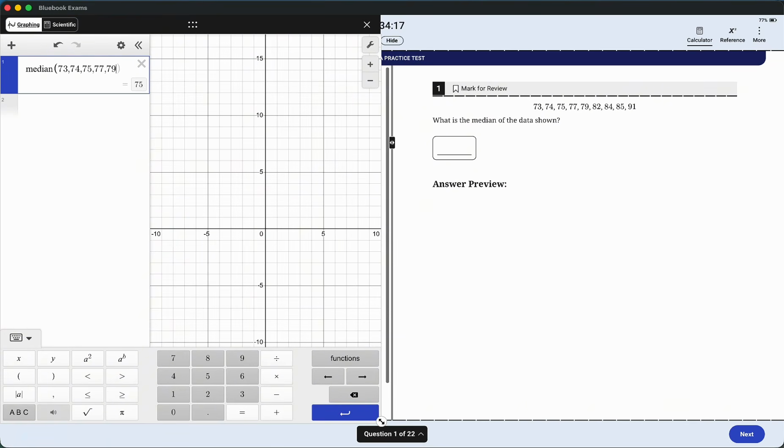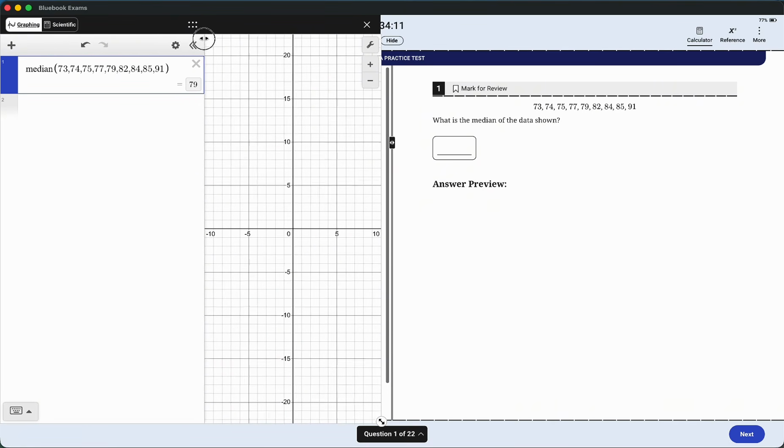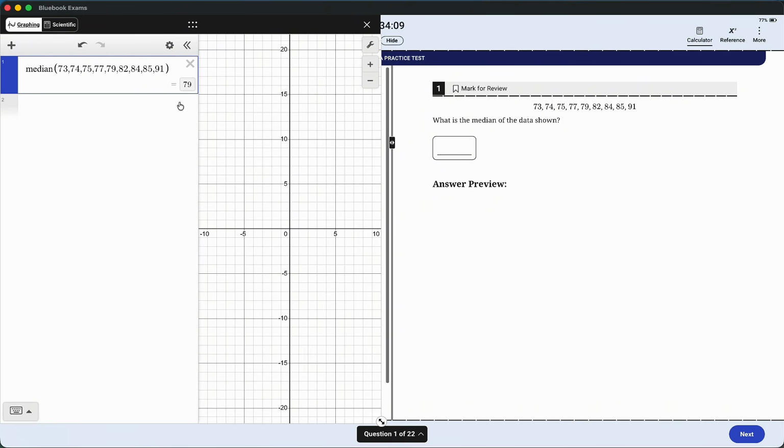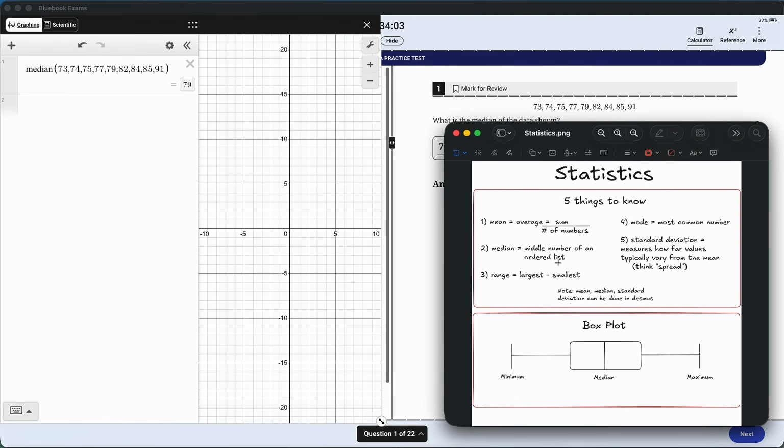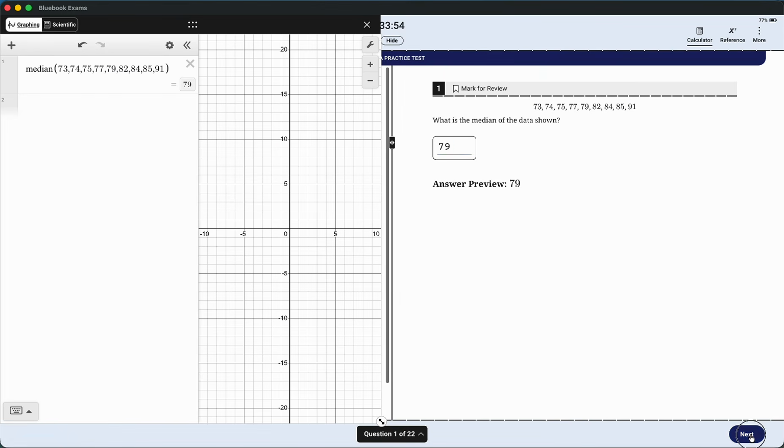Although this one is already kind of in order, so it's not too bad to do without Desmos. But you see, if I just type median and type in all my numbers, it'll literally give me the result, right? So you want to know that about mean, median, standard deviation. The other 2 here, range and mode, are pretty simple, but you can't do them in Desmos. So you got to know range is largest minus smallest, mode is most common number, right? But this one we can do in Desmos.